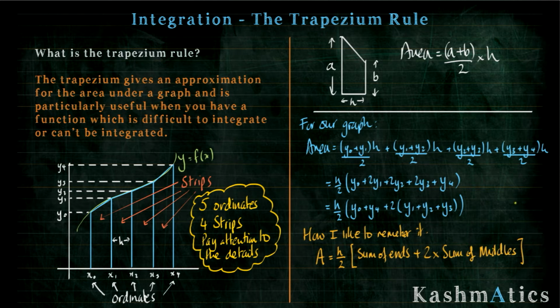And the formula that you see in the formula book is going to be quite complicated, but the way I like to remember it is this. The area equals h over 2, so that's the height or the distance between each of those ordinates divided by 2, multiplied by the sum of the ends, so that's what I've got over here, plus 2 times the sum of the middles, okay, and that's what I've got over here. And I'll explain in a bit more detail what that means once we get onto an example.